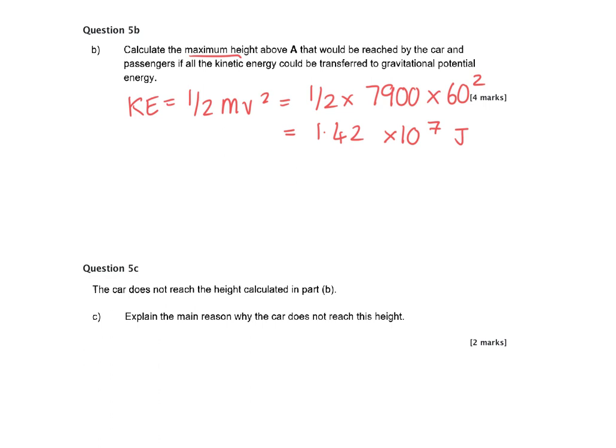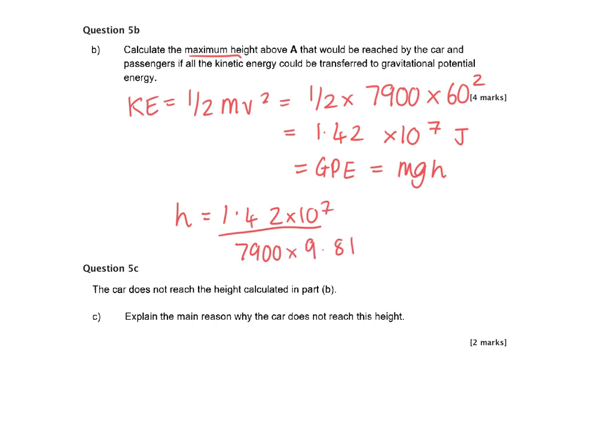And then we're going to pop that in our gravitational potential energy equation, and that's going to be equal also to our GPE, which is mgh, and we're trying to work out h. So to get that, we're going to take that 1.42 times 10 to the 7, and we are going to divide it by our mass and by our gravity, and from that you will get a height of 183.49 metres, or roughly 180 metres.